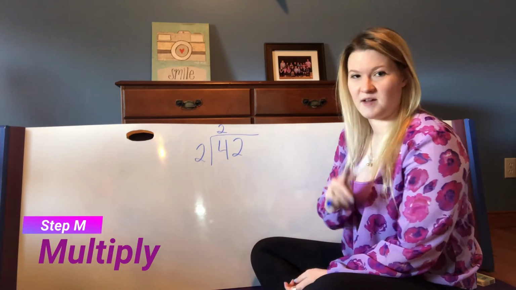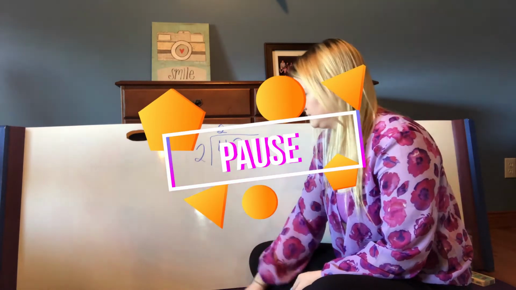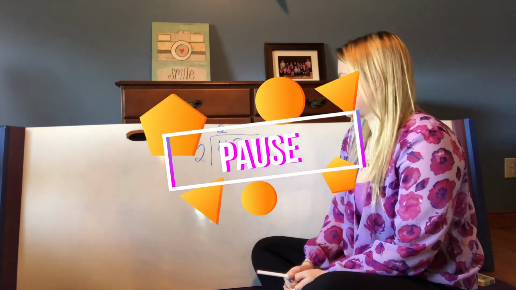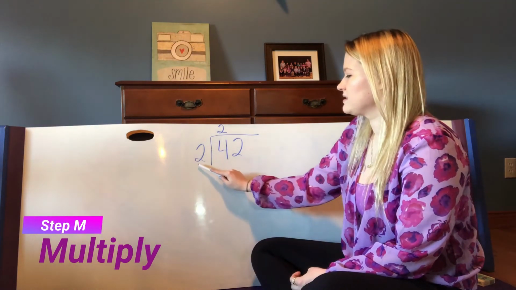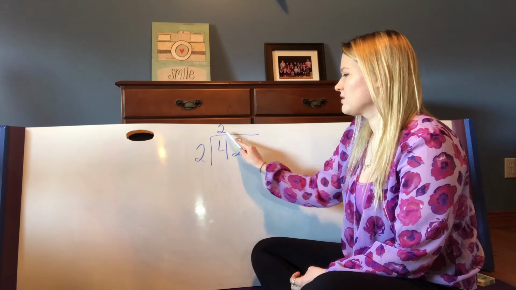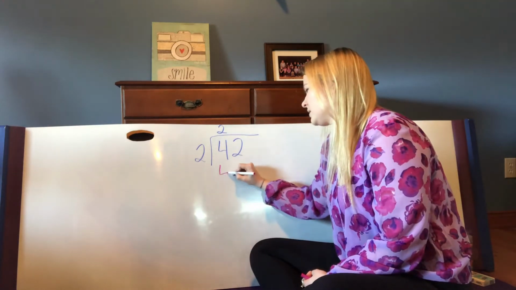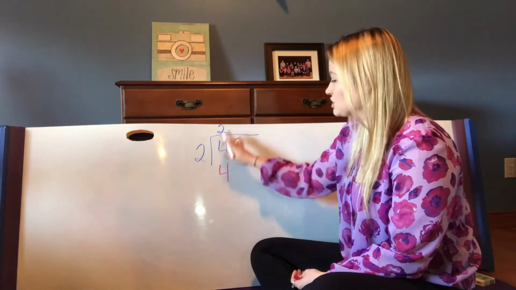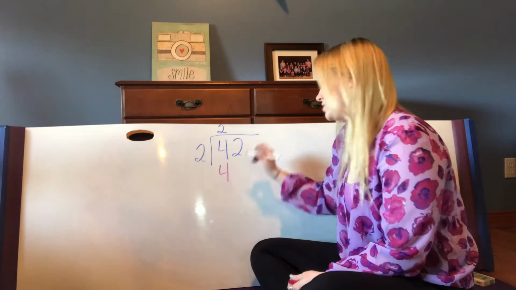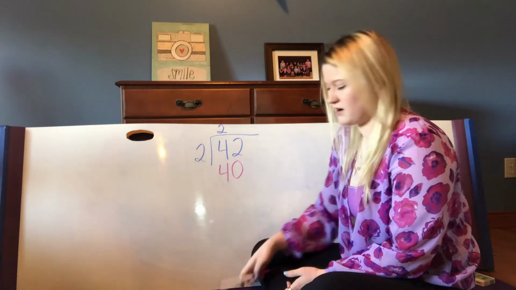You're going to do M for multiply. So now that you're back, we're going to do the M for multiply. We're going to multiply the number on the outside and the number on the top. 2 times 2 is 4. We're going to put it in the tens place because that's where we're working, which means that it's actually 4 groups of 10, which means it's 40. So there's the M part.